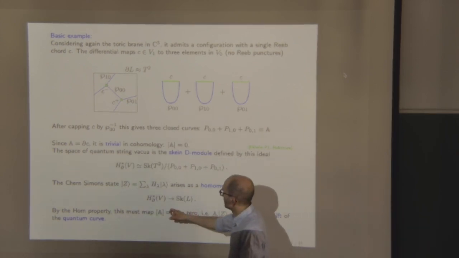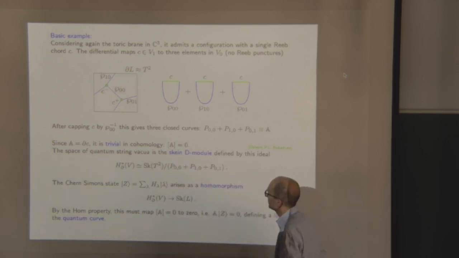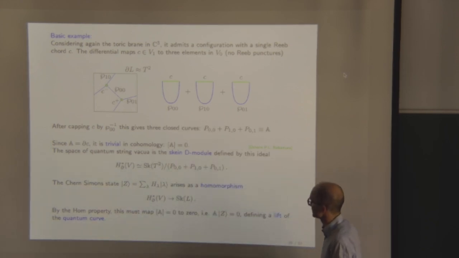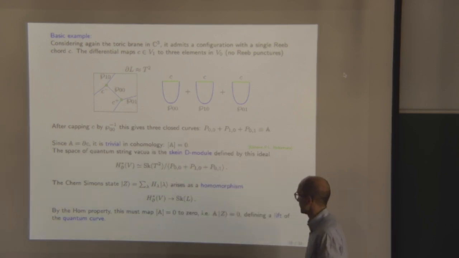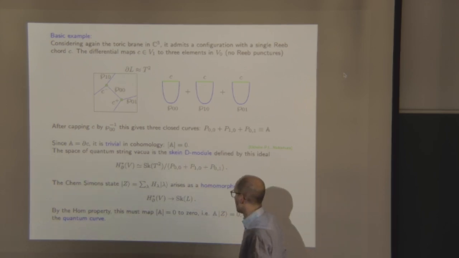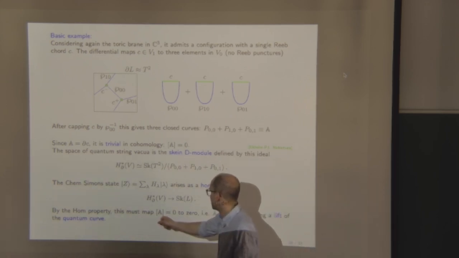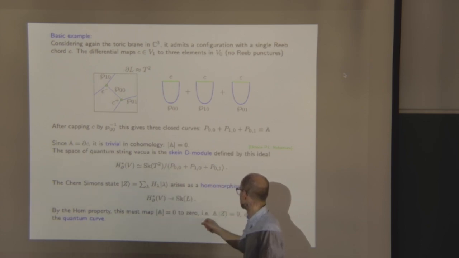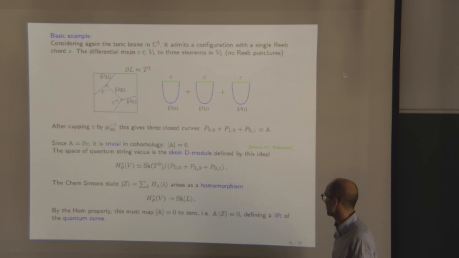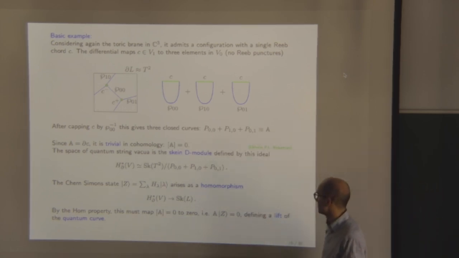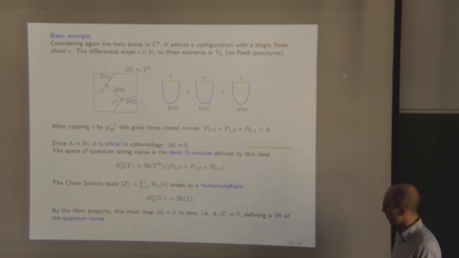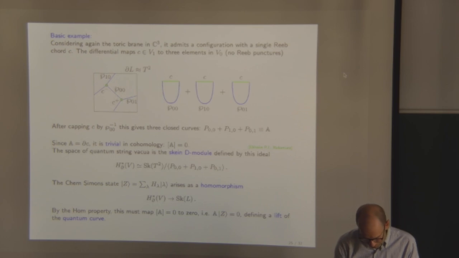And in this context, then, we can think of the Chern-Simons state, the quantum state of the brane, as a homomorphism from the cohomology to the skein of L, which maps this trivial element in cohomology to 0. So that's a statement of the recursion relation. So this relation here is a lift to the skein of the U1 quantum curve.